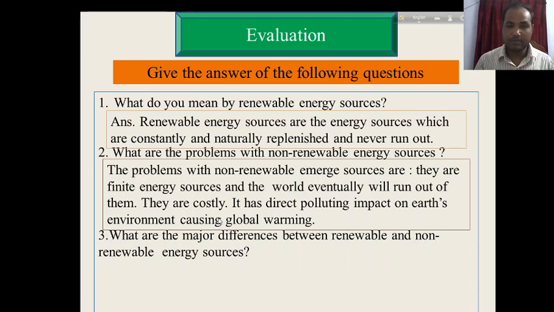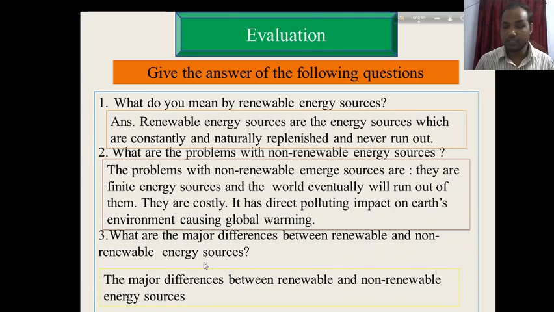Number three, what are the major differences between renewable and non-renewable energy sources? Let's see its answer. The major differences are that renewable energy sources are unlimited, they are replenished and can be renewed, but non-renewable energy sources are not unlimited, they are limited, and depending heavily on them will be very dangerous for human beings. Okay, I hope you have understood all the answers of the questions and you have also written them. We have to practice it.